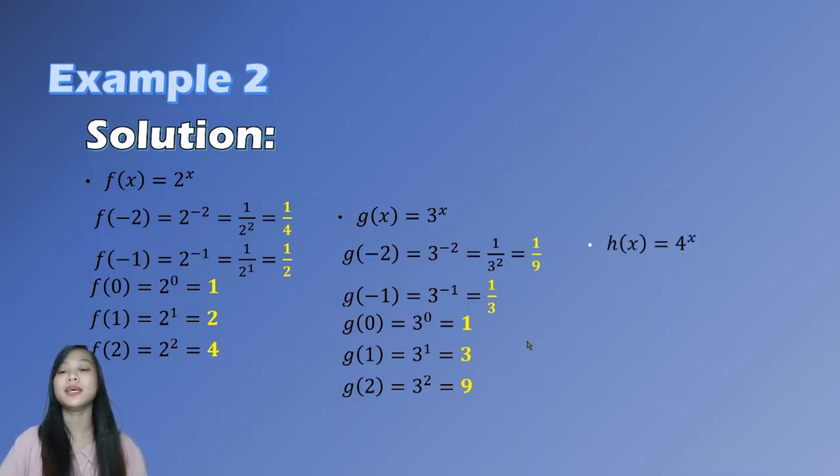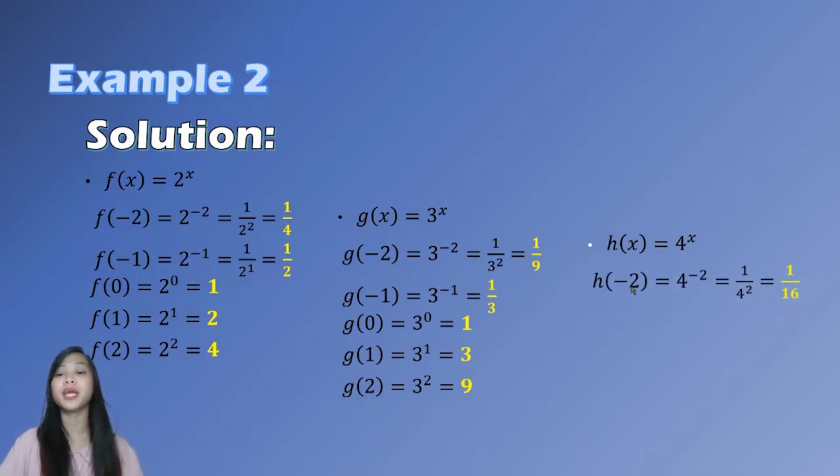And last, let's have h of x equals 4 raised to x. This is also in the form of f of x equals b raised to x. That's why our domain is the set of all real numbers. So let's have negative 2 to positive 2 also.